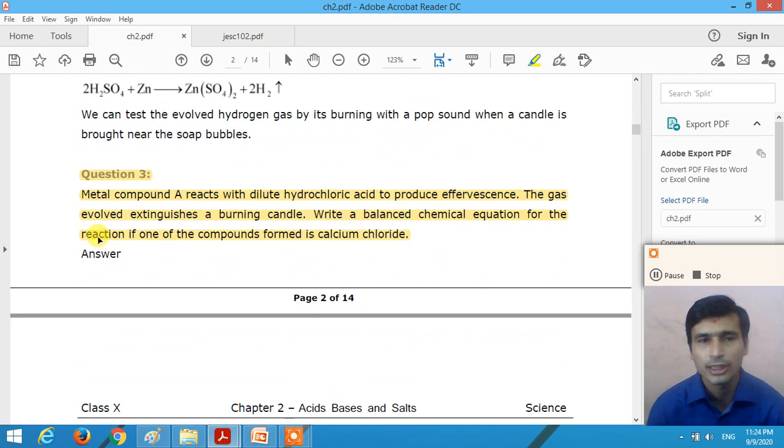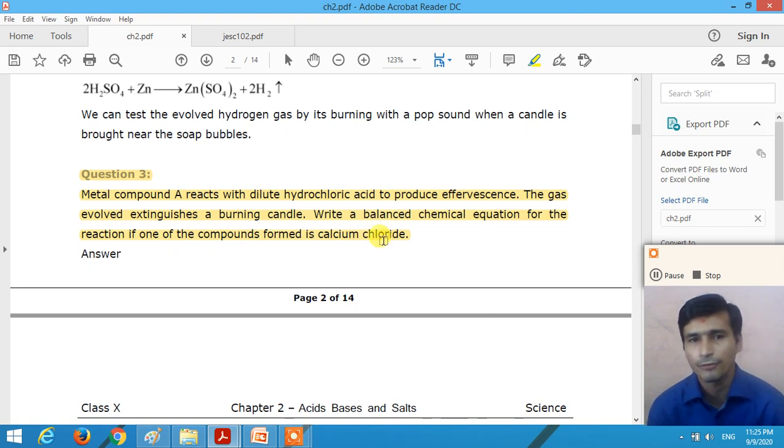Now question number 3. Metal compound A reacts with dilute hydrochloric acid to produce effervescence, right? The gas evolved extinguishes a burning candle. Write a balanced chemical equation for the reaction if one of the compounds formed is calcium chloride. So the compound formed by reacting dilute hydrochloric acid with the compound A, right?